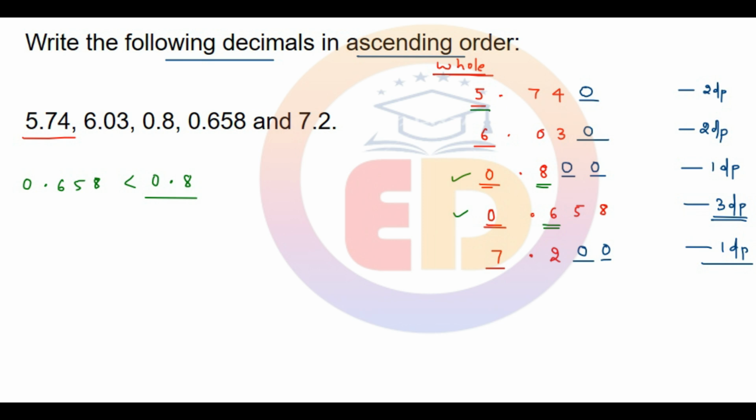Among 5, 6 and 7, the smallest is 5.740, since 5 is the smallest whole number. So this is the smallest decimal number. Let's write 5.74. Now again, I am not writing the 0 which I had written for making the decimal places same. I am ignoring that because I know that 5.740 is the smaller, so no need of keeping this 0 anymore. After 5.74, it should be 6.03 and finally 7.2 will be the greatest. This is the order of comparison. The concept is very simple.